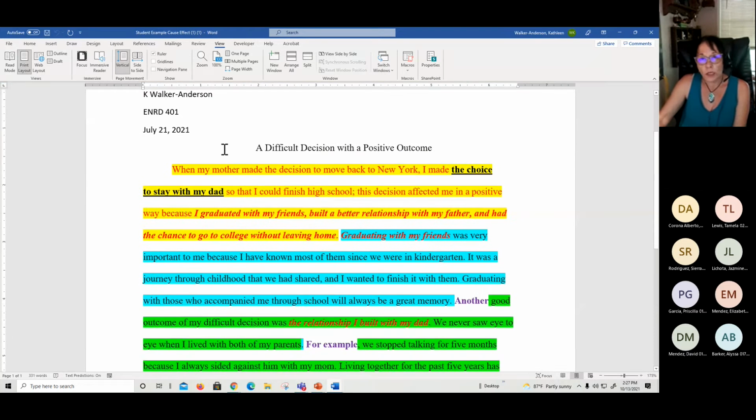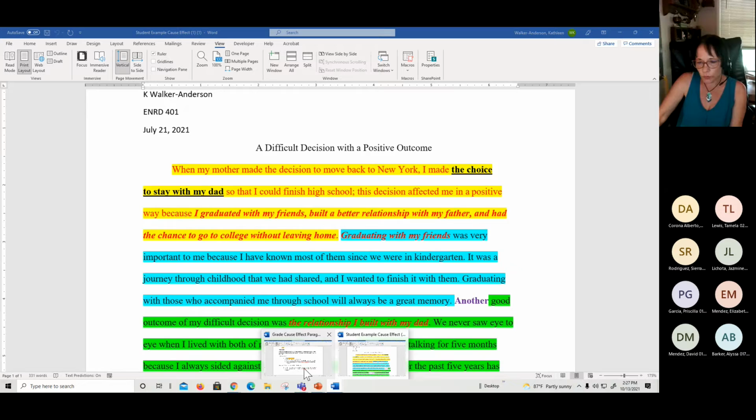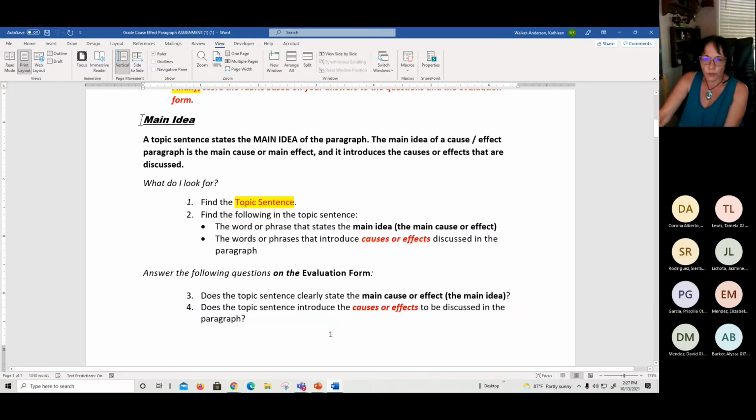All right, a difficult decision with positive outcome. So here is that topic sentence. We have the main cause or effect, and we have the causes or effects that are discussed in the paragraph. So if we go back to the main idea section, that's what you're looking for. So whatever the main cause or effect is.